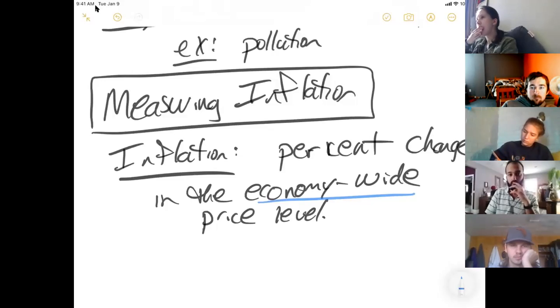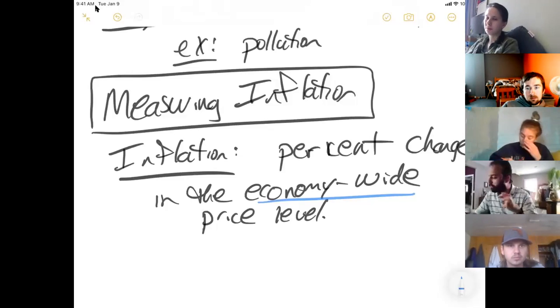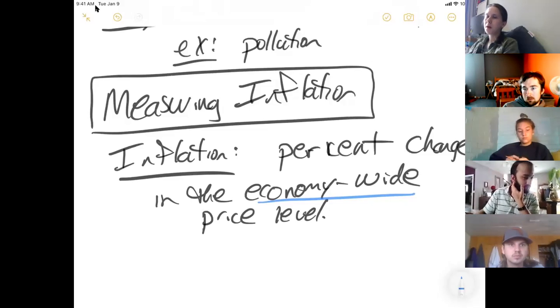That, though, is not inflation by itself, right? That's the change in the price of a single good. When we talk about inflation, we're talking about increases in prices across the economy. So lumber prices alone going up is not inflation. It's just the change in the price of a single good. We're really trying to measure what's happening to prices across the economy.